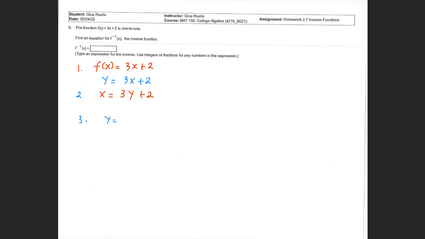Now step 3, you need y equals. So now the question, going down a little bit. This is x equals 3y plus 2. So move this one to the left, it becomes negative. So x minus 2 equals 3y. I need y, so I have to divide by 3. The answer becomes x minus 2 over 3 equals y.